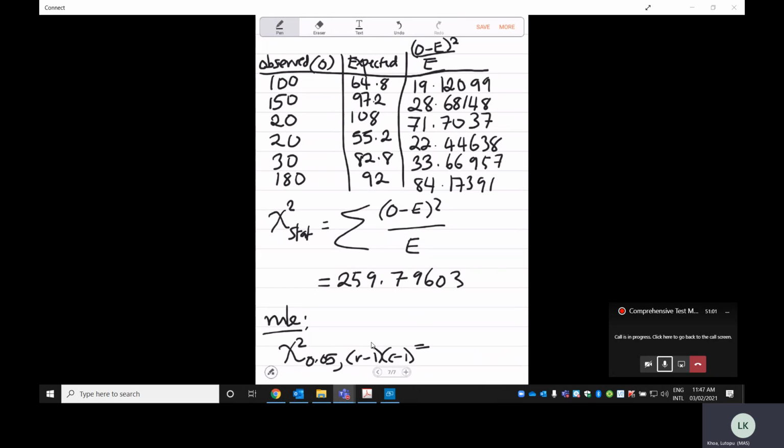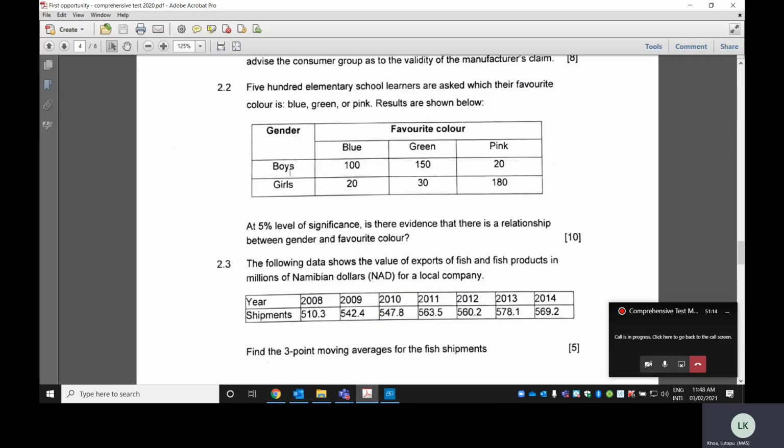So what we're looking for is chi-square of 0.05, and here are my degrees of freedom. I have 2 rows, boys and girls, and I have 3 columns for the colors. So 2 minus 1 is 1, and columns, 3 minus 1 is 2. So 1 times 2 is 2. My degrees of freedom are going to be 2.